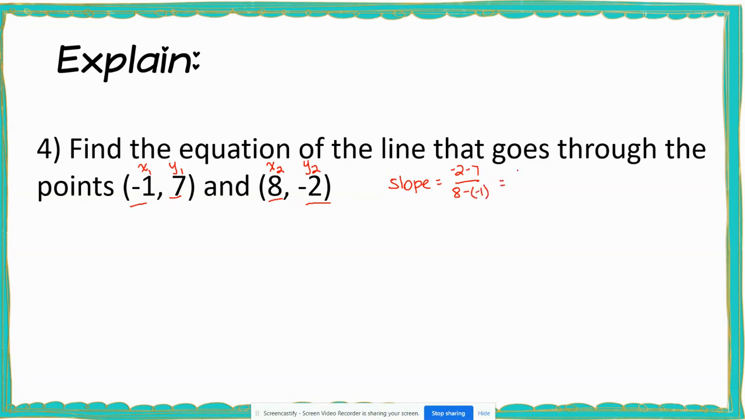Well, negative 2 minus 7 is negative 9. 8 minus negative 1 is positive 9. Negative 9 divided by positive 9 is negative 1. Now we need to find the y-intercept.